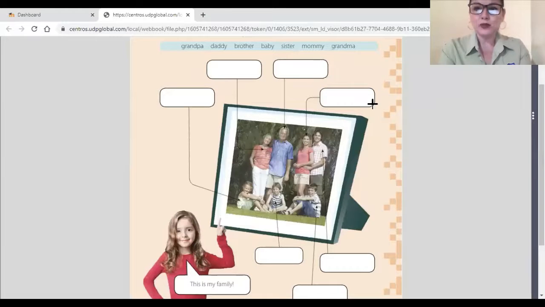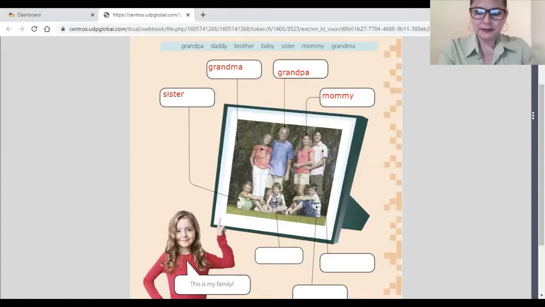Mommy. Said mommy. Okay? Did you remember the name of this? Who's this? Do you remember? Look. Who's this? Grandma. Yes, grandma. What about him? Who's this? Do you remember? Grandpa. Did you remember who's this? Look at the pictures, okay? Do you remember who's this? Yes, sister. Sister, okay?